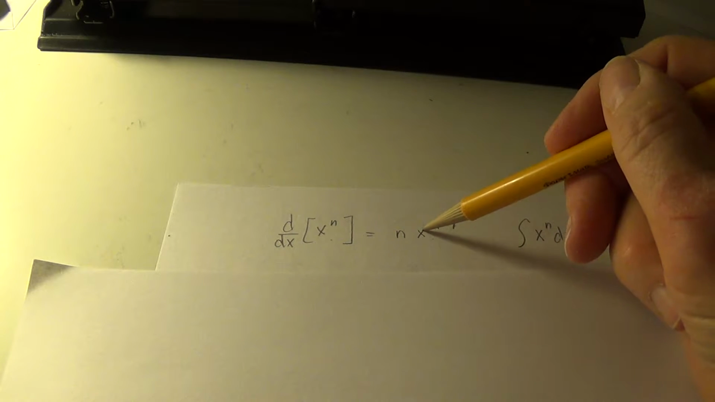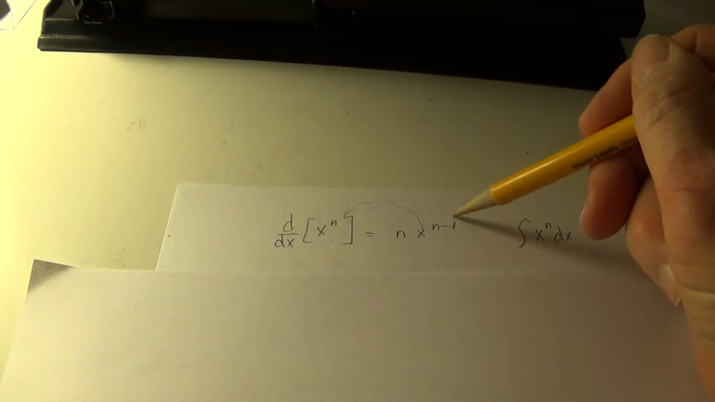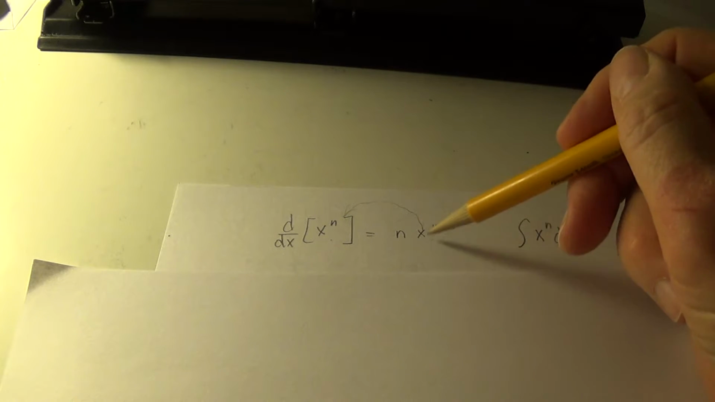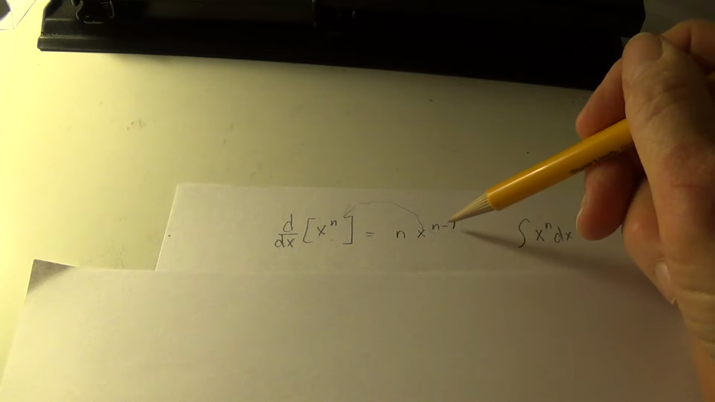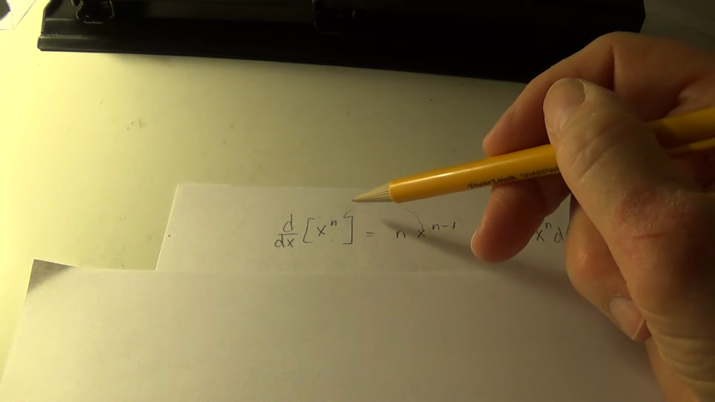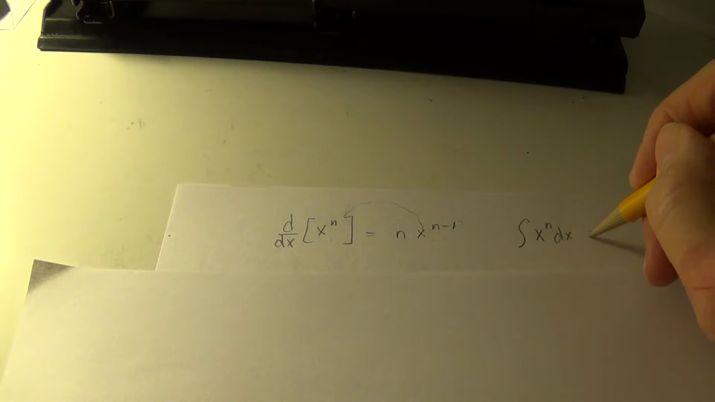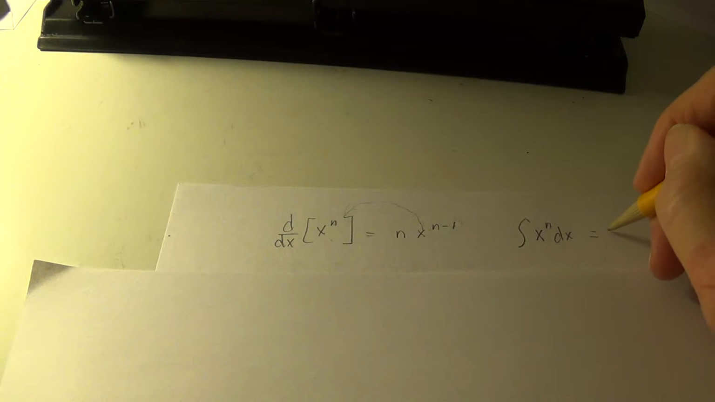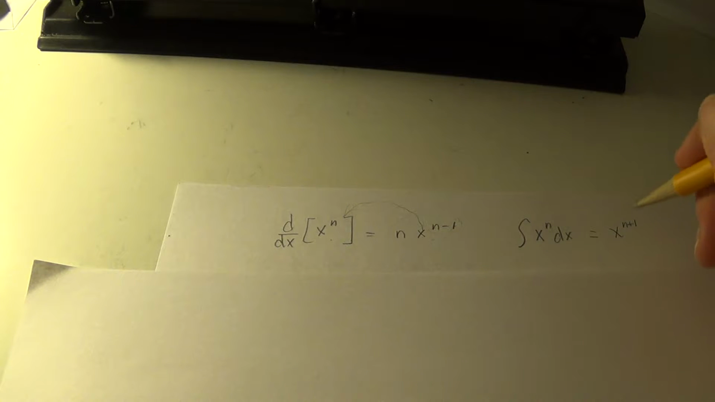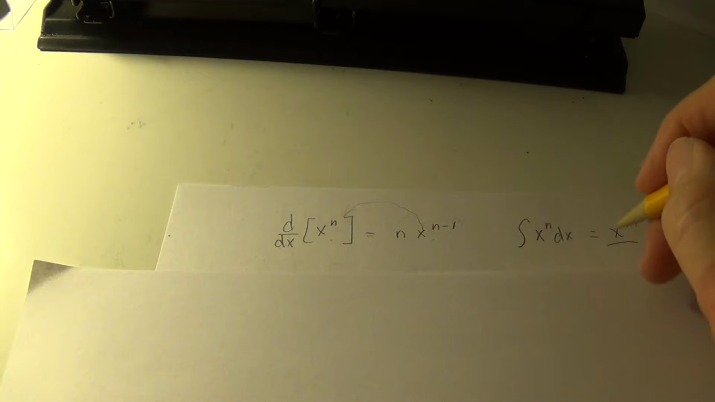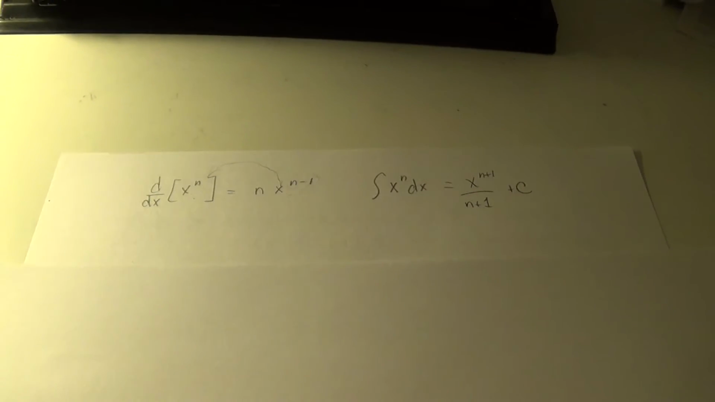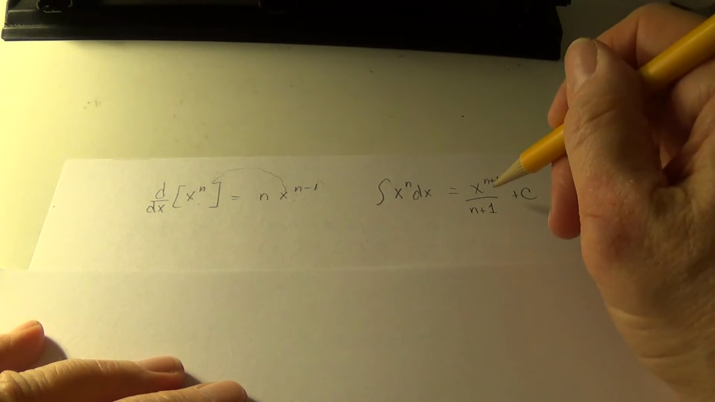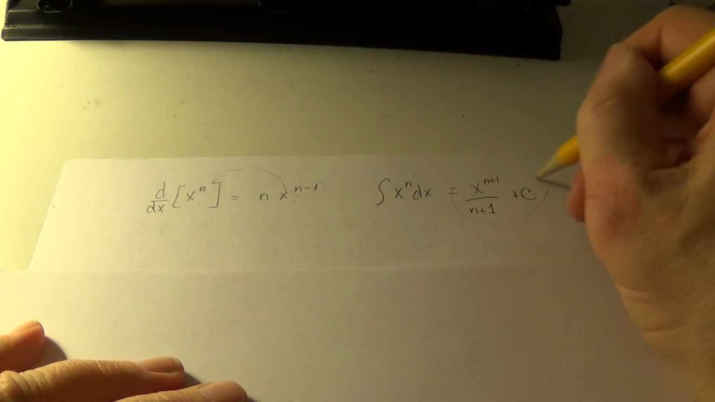So notice when we go backwards, the exponent of the variable went from n minus 1 to n. It increased by 1. So that's what's going to happen over here. So we're going to get x to the n plus 1. And then to make it work out evenly, and I'm going to show that it does, I have to also divide by that new exponent.